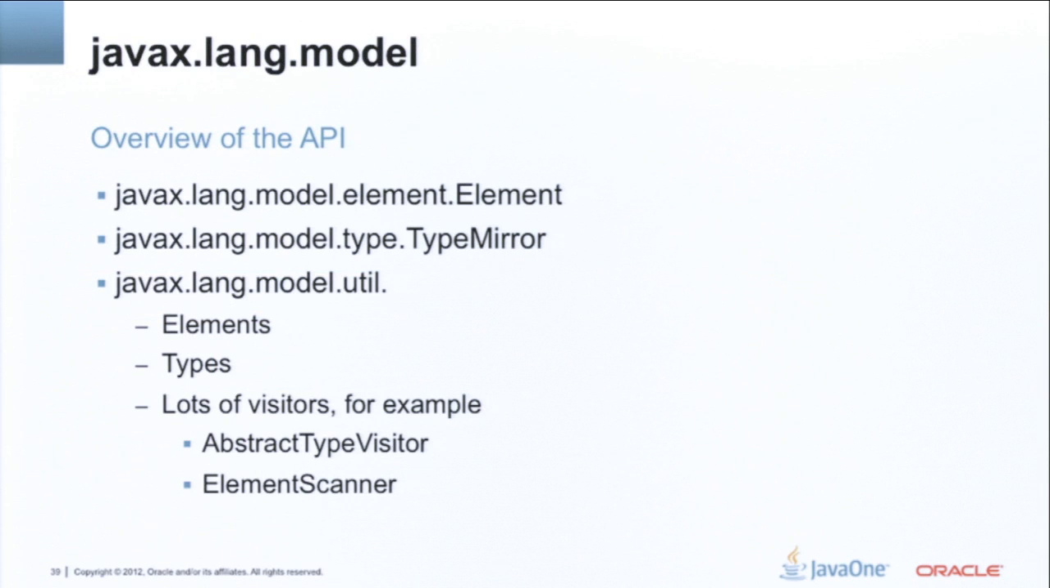Right. So the model API consists of a bunch of packages. You have javax.lang.model.element.Element. This is the base class for elements in the source code. For example, you have a type element, which corresponds to a class. You can have a package element that corresponds to a package. You have a method element, or it's called executable element.